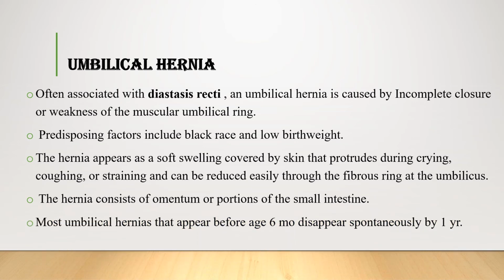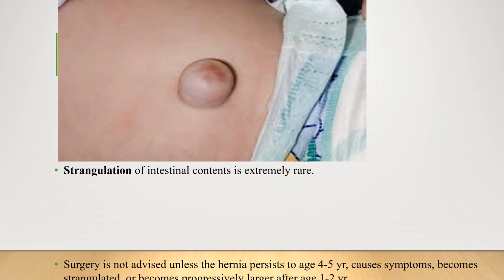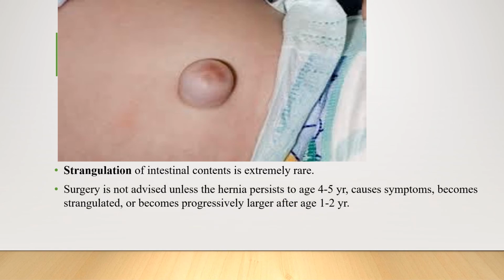Most umbilical hernias that appear before age 6 months disappear spontaneously by 1 year. This is an image of a child with umbilical hernia. Strangulation of intestinal content is extremely rare, and surgery is not advised unless the hernia persists to age 4 to 5 years, causing symptoms and becomes strangulated, or becomes progressively larger after age 1 to 2 years. And the defects exceeding 2 cm are less likely to close spontaneously, and they might need surgical intervention.